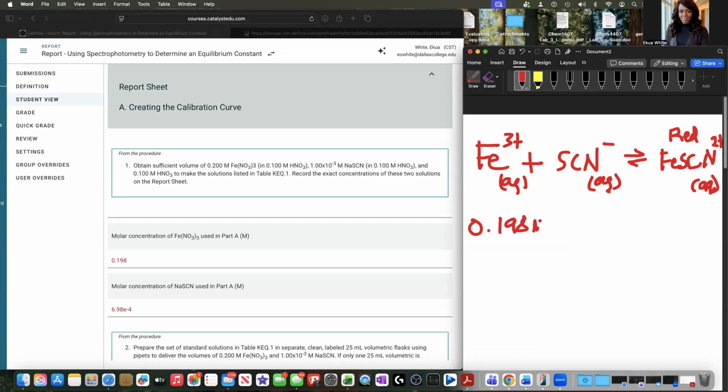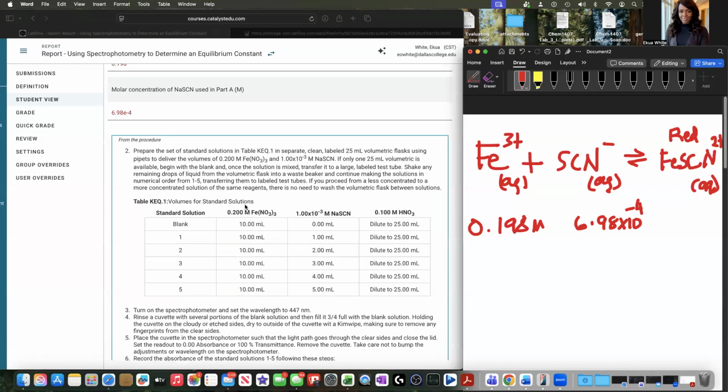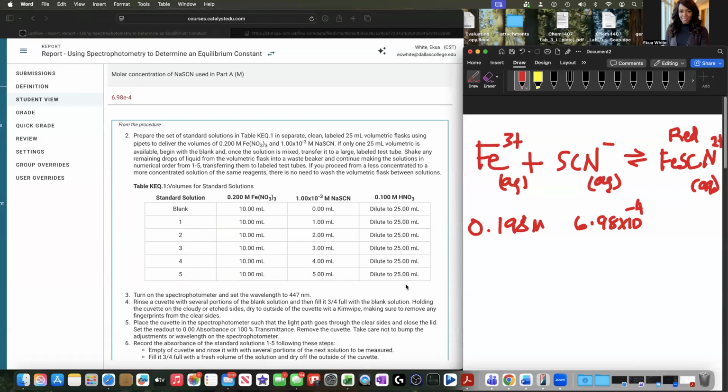From here we're given the actual concentrations: for iron it will be 0.198 molar, and for the thiocyanate, oh, they're using a different number, 6.98 times 10 to the negative 4. Okay, I have to adjust. That's okay, I'll adjust. Then we're told that we're going to prepare 5 solutions, I guess 6 total, the first one being a blank. The first one only has iron nitrate. The second, all the way to the fifth, which they call 1 to 5, has increasing amounts of sodium thiocyanate. And the total volume of solution is accomplished by adding nitric acid, 0.1 molar, until we get a total of 25 milliliters. Why is that important?